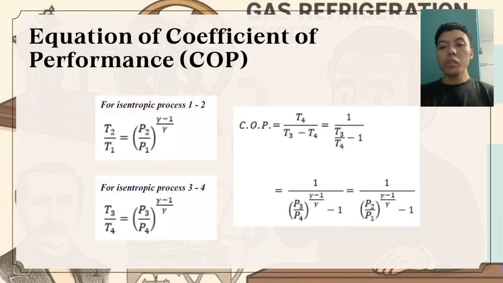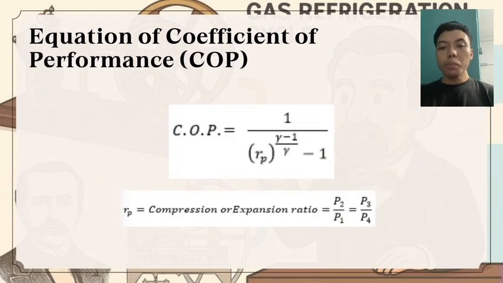So the COP becomes COP is equal to 1 over (RP to the power of gamma minus 1 over gamma) minus 1. This final form clearly shows how COP depends on the pressure ratio and specific heat ratio gamma. A lower pressure ratio means a higher COP, which means better performance.